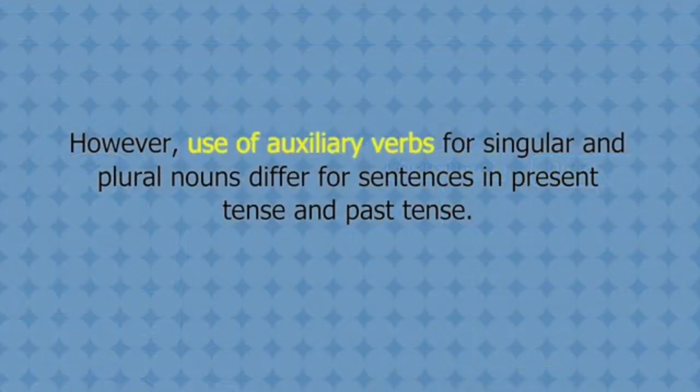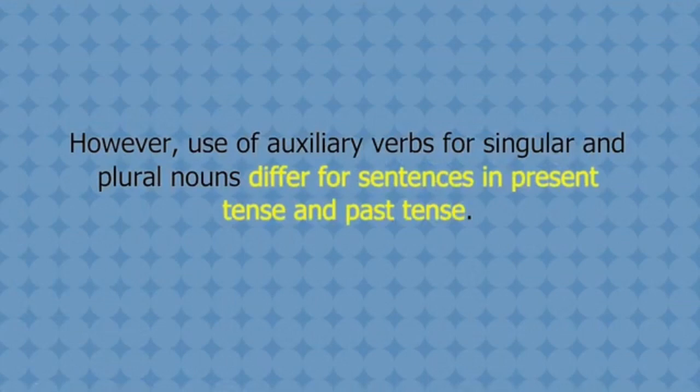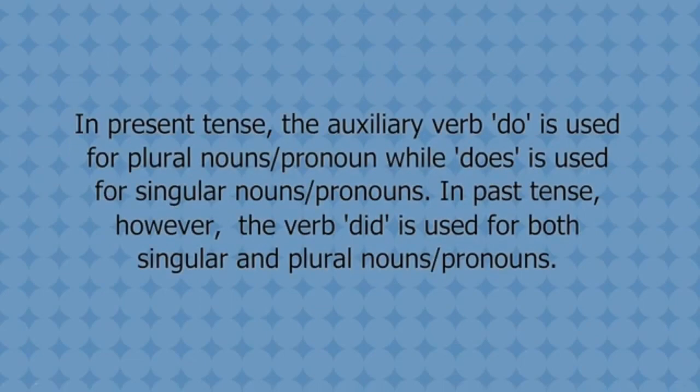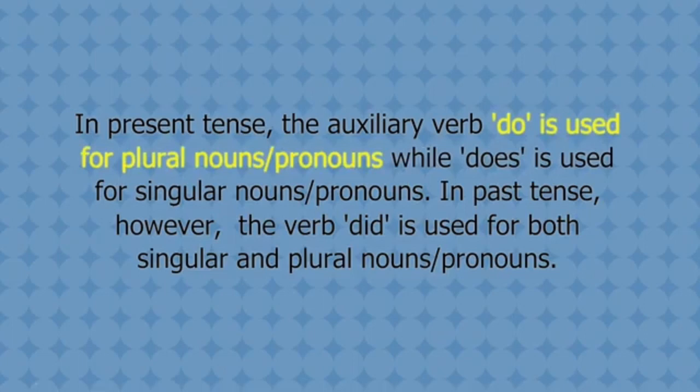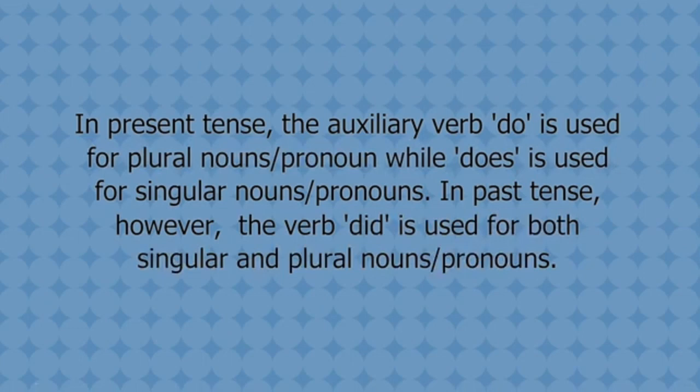Now, however, use of auxiliary verbs for singular and plural nouns differ for sentences in present tense and past tense. Let's also understand that in present tense, the auxiliary verb do is used for plural nouns and pronouns, while does is used for singular nouns or pronouns. In past tense, however, the verb did is used for both singular and plural nouns or pronouns. So take note of that. It's important. These are some of the rules we talk about.